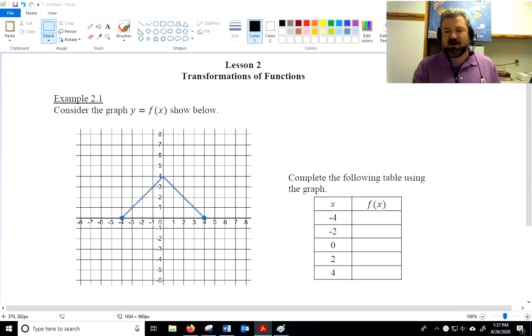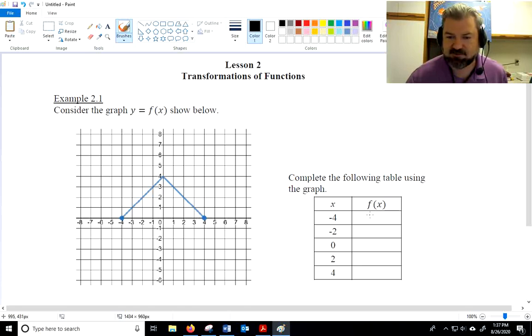I've got a graph here. It's defined on a domain from -4 to 4. And let's just fill in this table of values together, shall we? We're used to making a graph from a table of values, but we can do it in reverse.